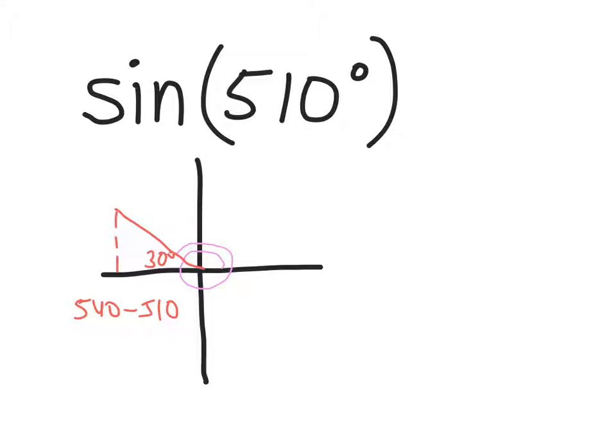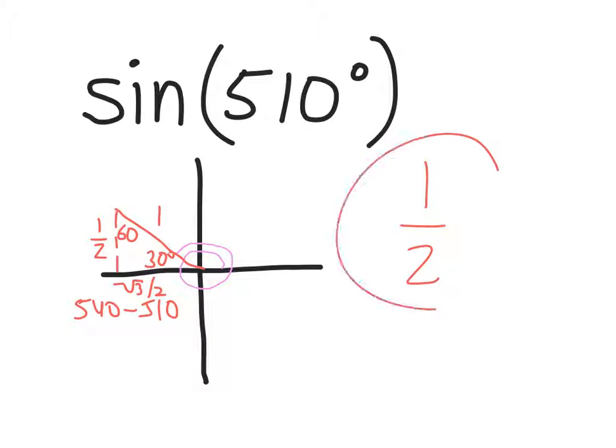So since the reference angle is 30 degrees, the other one's 60 degrees, we're in the unit circle, so the radius is 1. The short side opposite the 30 is 1/2, and the long leg opposite the 60 degree angle will be square root of 3 over 2 because it's a 30, 60, 90. And sine is the y value, so the sine of 510 degrees is 1/2.